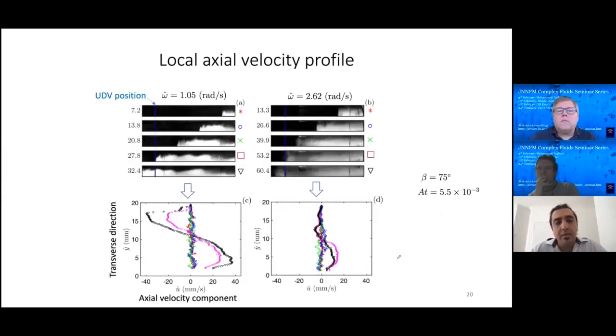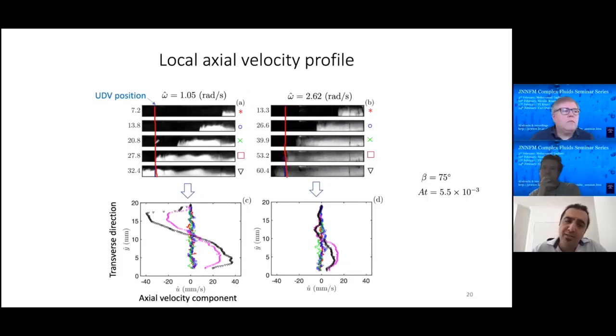So let's also look at some axial velocity profiles in the case of small and moderate rotations at the position of the UDV. I'm just going to mark the position of the UDV where the velocities are measured. In both cases, we are showing five snapshots of the experiments and the corresponding velocity profiles.